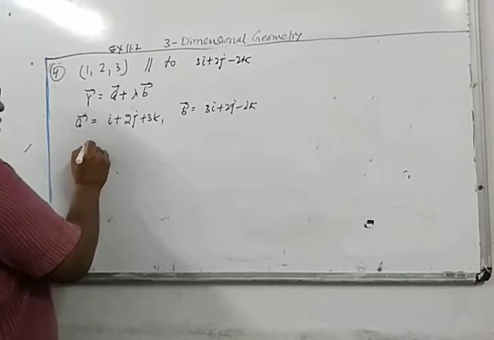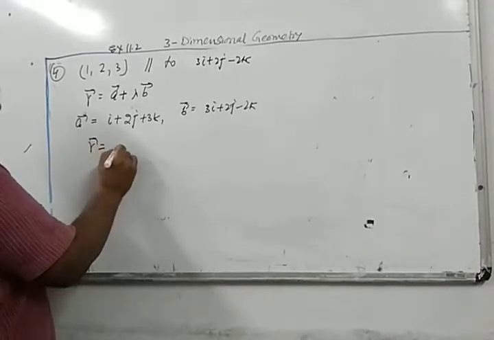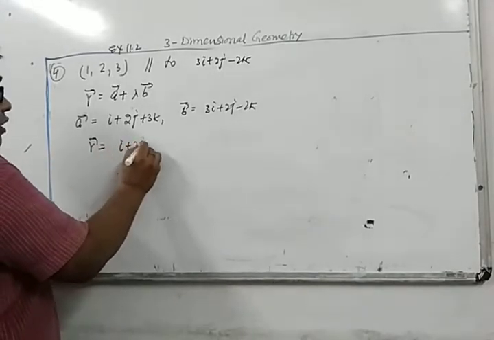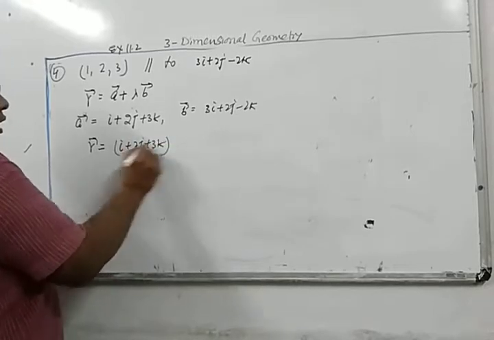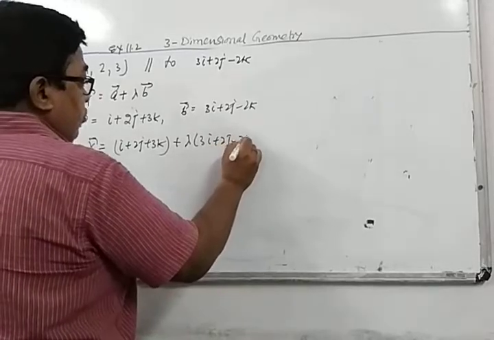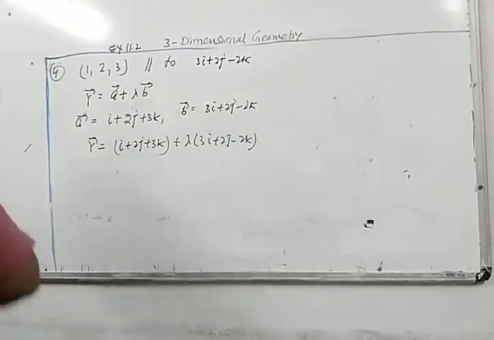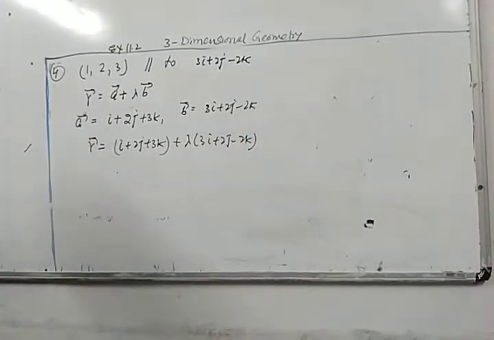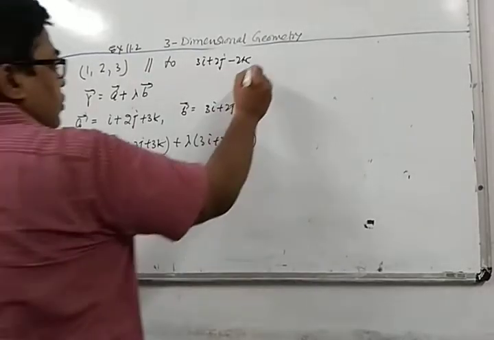You simply have to write the value of a here, i + 2j + 3k, plus λ(3i + 2j − 2k). This is the equation of that line. Now I am taking another question. It is also a very simple question.